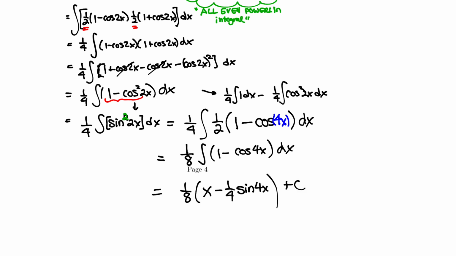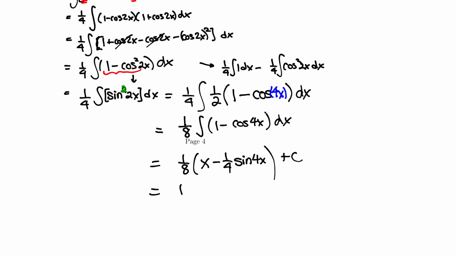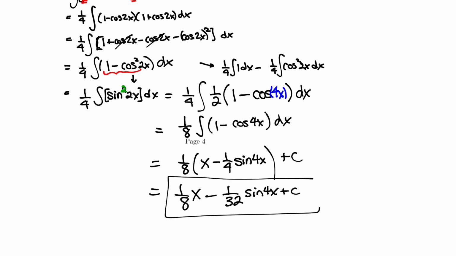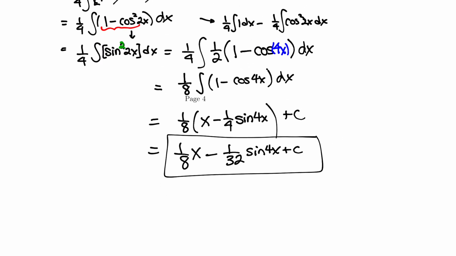Yep, that's exactly what it is. So no matter how you do it, whether you break it up and do cosine squared separately or you put it with this, everybody should be getting 1/8 minus 1/32 sine of 4x plus C. Did you get that? Yep, good. I just want to make sure we got that.